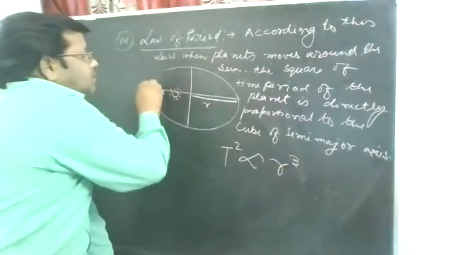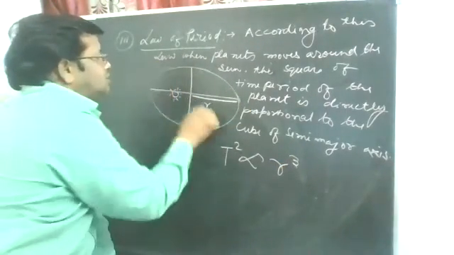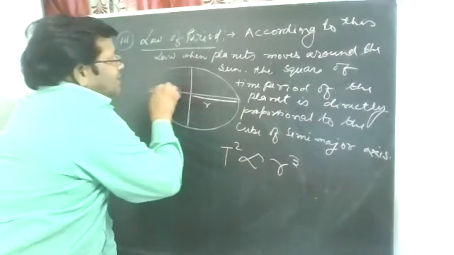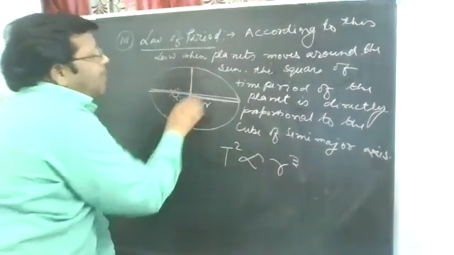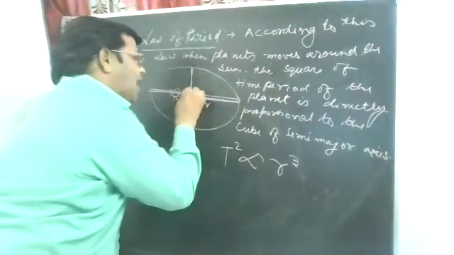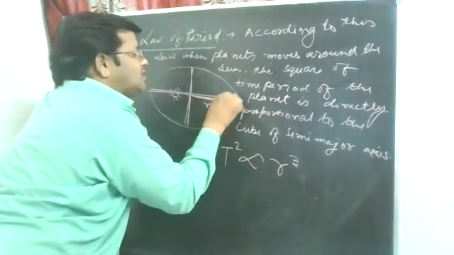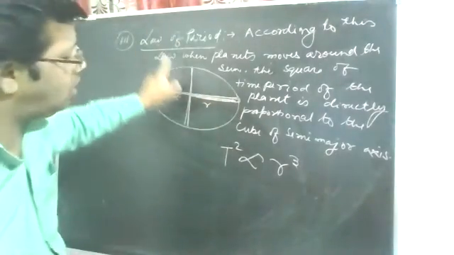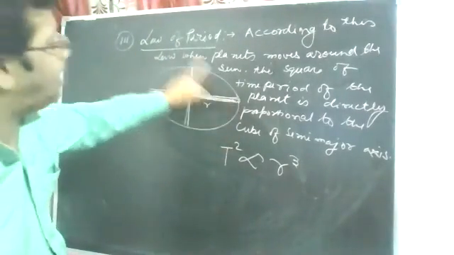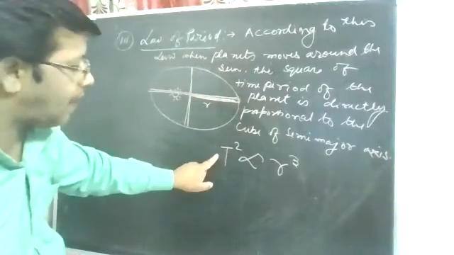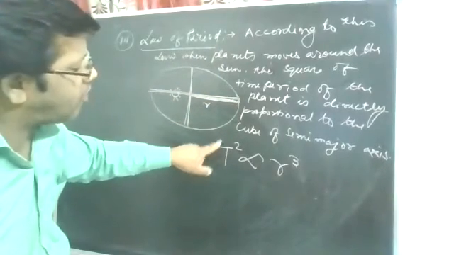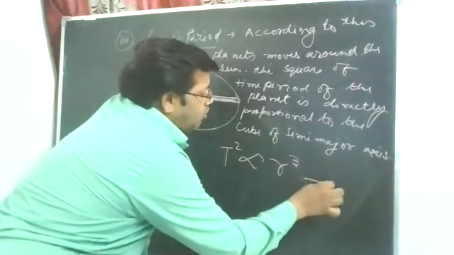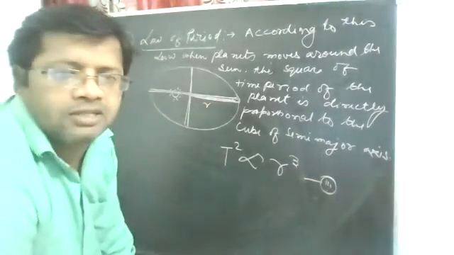Earth rotates like this. This is the position of the sun, and this position is called the focus. This is the major axis and this is the minor axis of this elliptical path. Half of the major axis is known as the semi-major axis. So according to this third law, the time taken to complete one full revolution is called the time period, and the square of the time period is directly proportional to the cube of the semi-major axis. This is known as the third law.